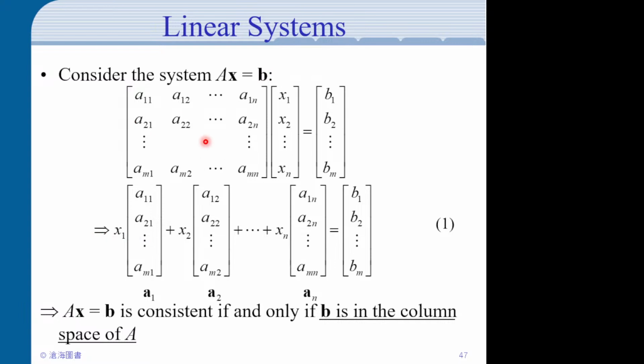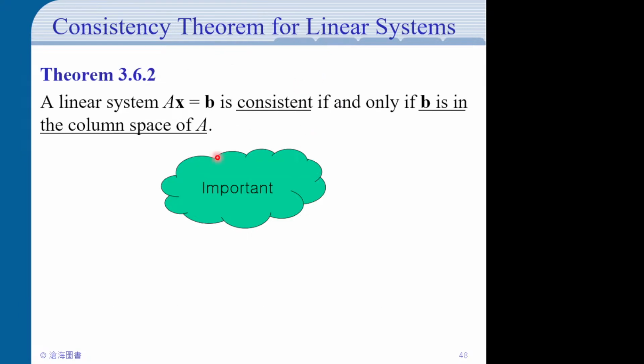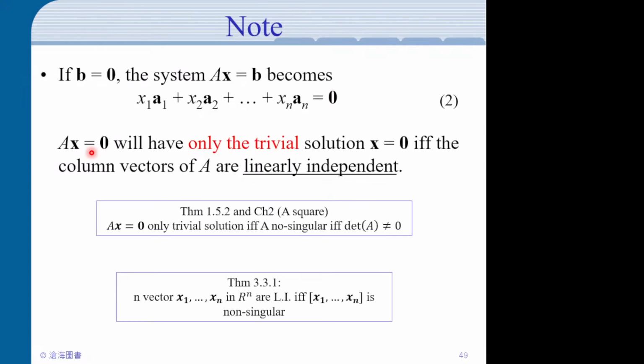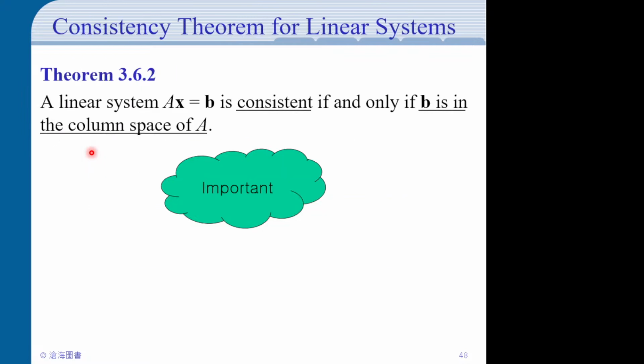So this is about column space. It describes the solution set to AX equal to B. And then we write this as a theorem once again: AX equal to B will be consistent if and only if B is inside the column space of A.